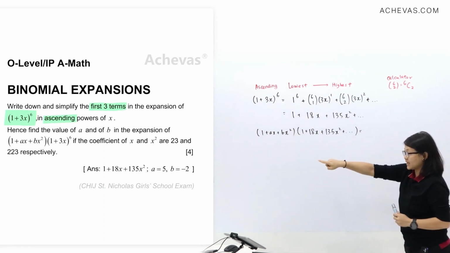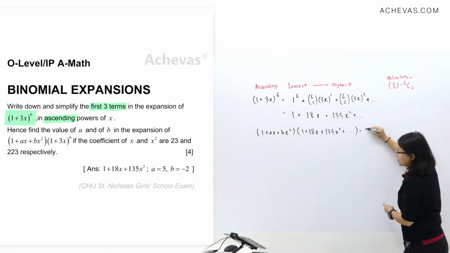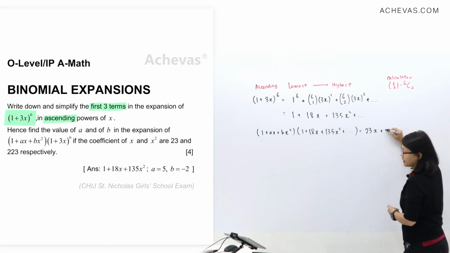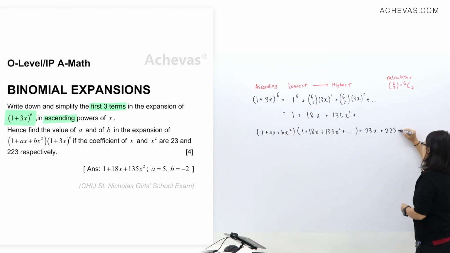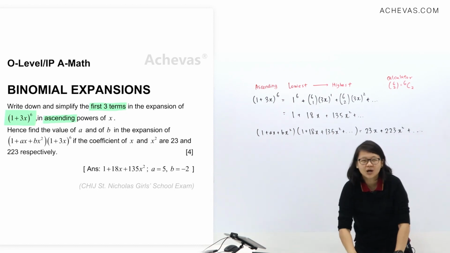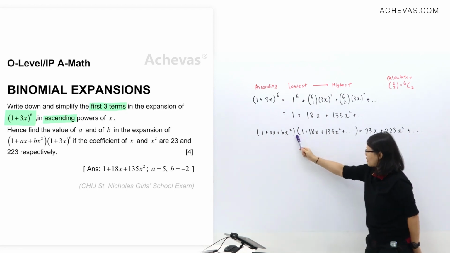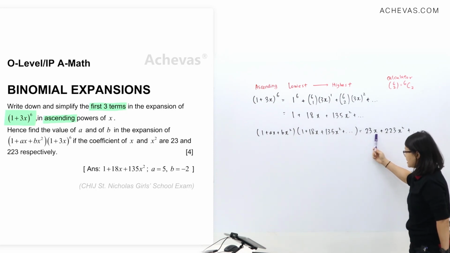I'm given the x and x squared coefficients. Let me write down here on the right hand side. I will have 23, this is the coefficient of x. And then I will have 223, which is the coefficient of x squared. I'm only given these two. So what we're going to do is, this is a multiplication of brackets, so we're going to try and multiply these two to get the coefficient of x first.